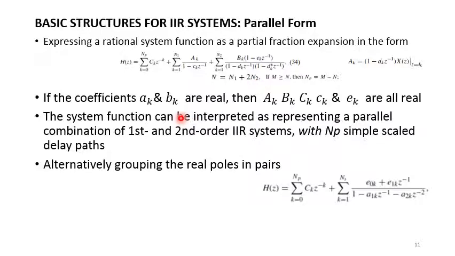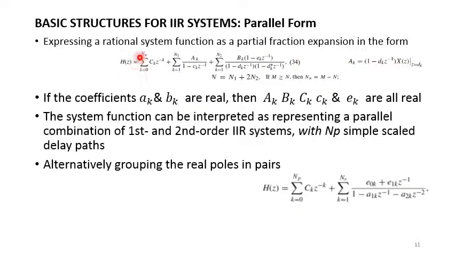Also, the other important thing is that if the ak and bk in the original system function are real, then all the coefficients, that is capital Ak, Bk, Ck, and Ek, will be real. Remember, the Ck term only exists when the number of zeros is greater than or equal to the number of poles. The system function can also be interpreted as representing a parallel combination of first and second order IIR systems with Np simple scaled delay paths.